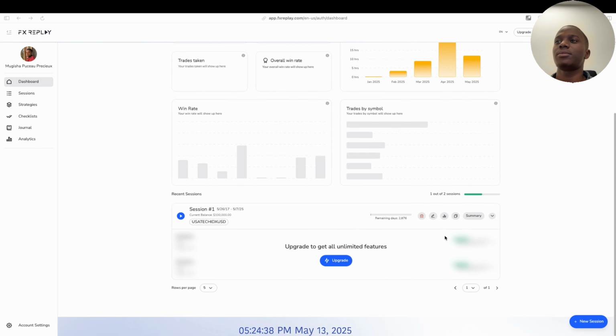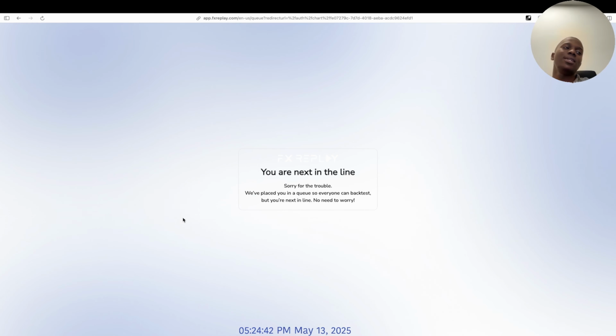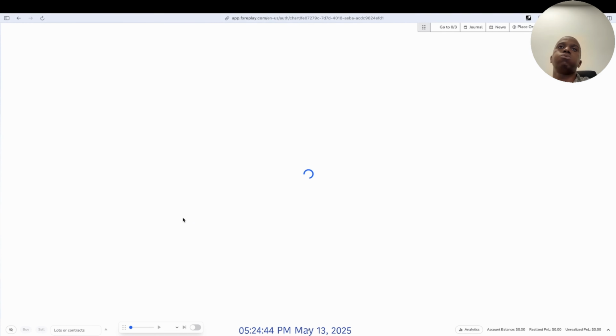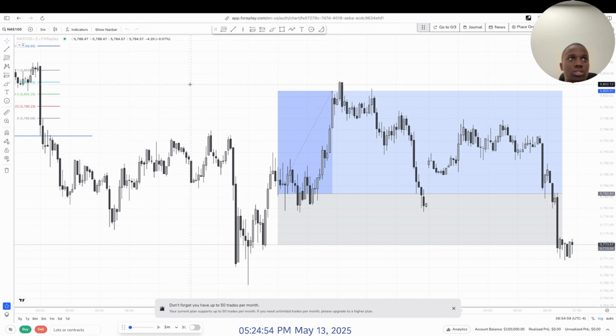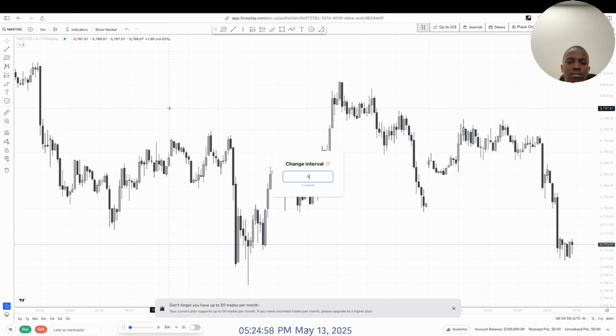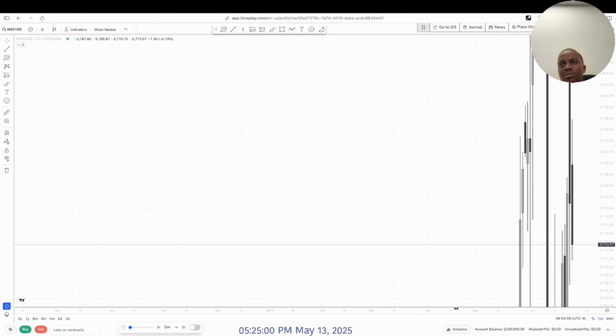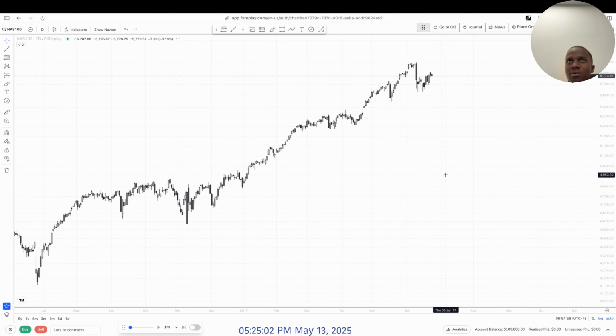So yeah, we can play our session right here, the NAS 100. And we can remove these images. So from yesterday, we can put daily to see if we can determine the bias. What day was this one? This was Friday, June 17th.